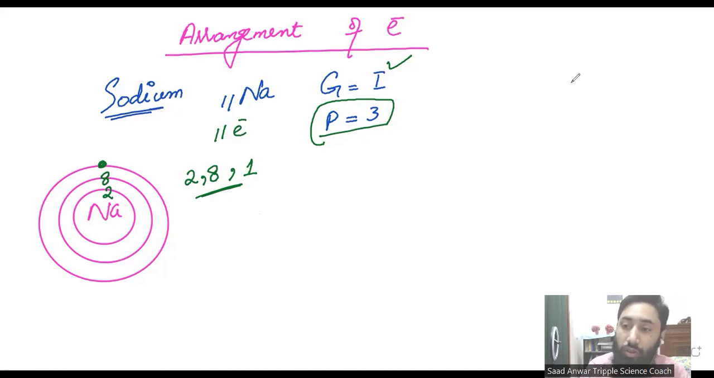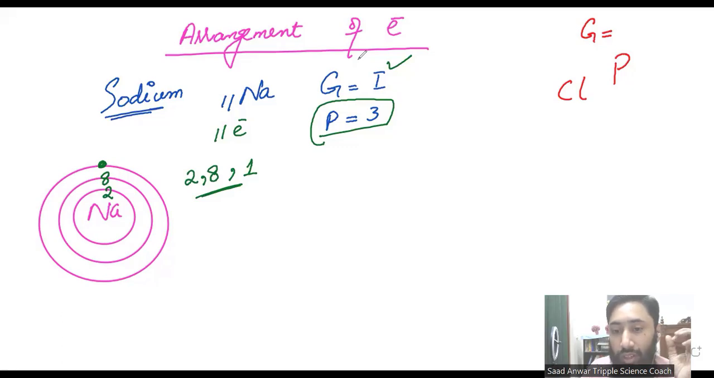Okay, now this is chlorine. Can anybody tell me, by using the periodic table, how many shells I should draw for chlorine? First of all, open your periodic table and try to figure out the group number and period number of chlorine. You can tell me in chat. What should be the group number and the period number of chlorine?